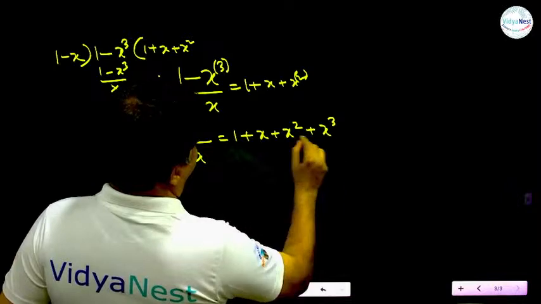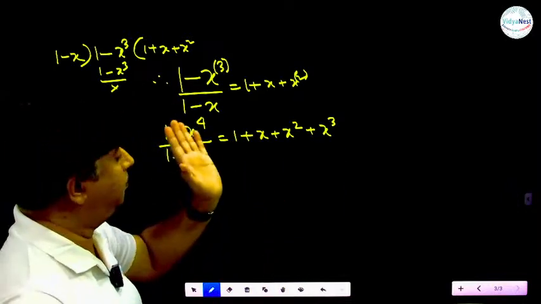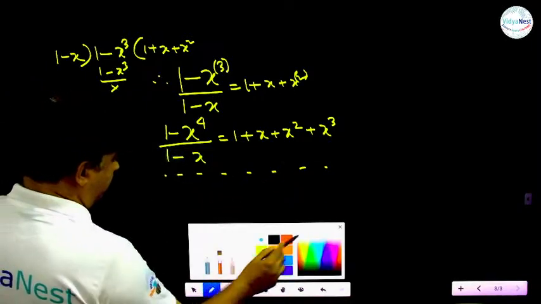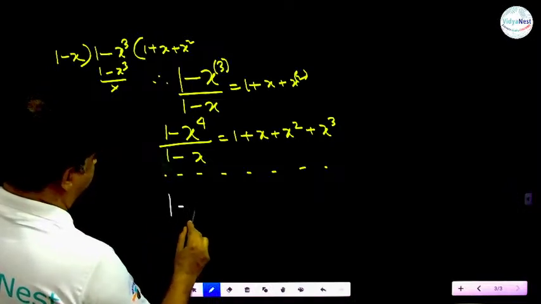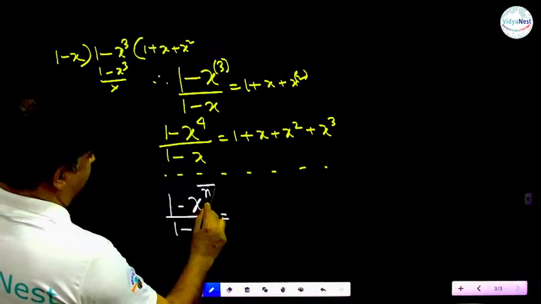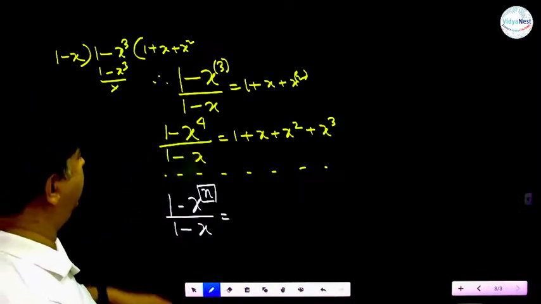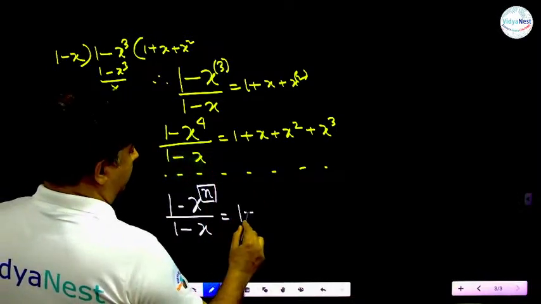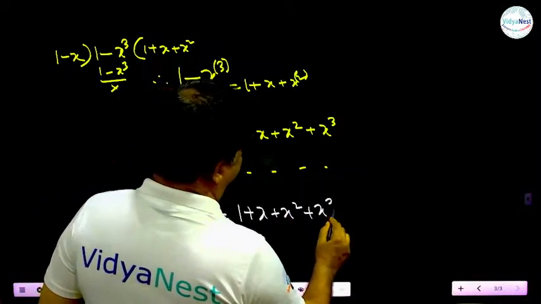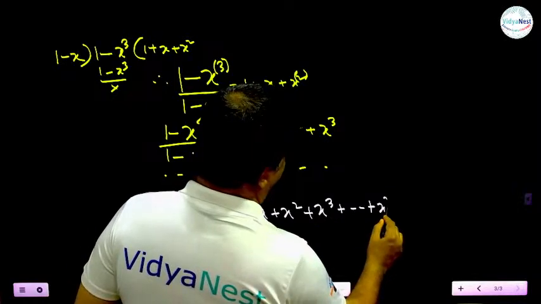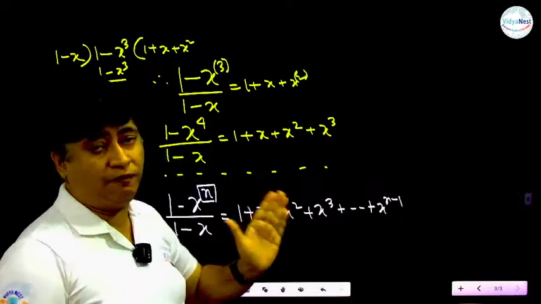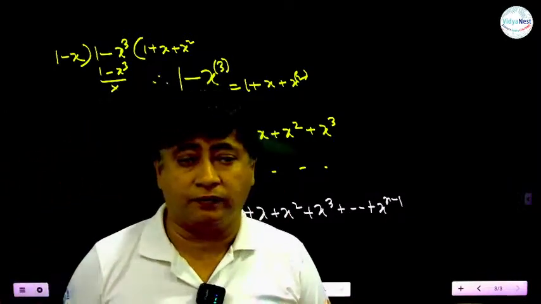It will terminate at the power 3. In this way, if the power is n, then the quotient's highest power will be reduced by 1. So this algebraic phenomenon will be used in finding the summation in GP. Okay?